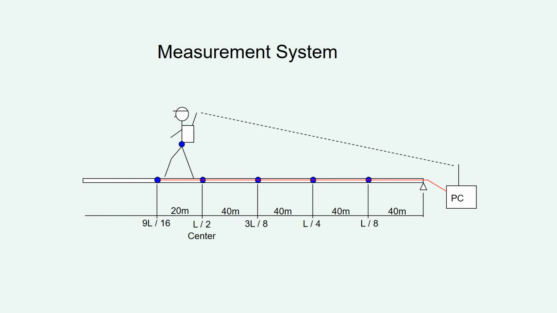I attached the accelerometers at 5 positions: span length L/8, L/4, 3L/8, L/2 is the center, and 9L/16. In addition, an accelerometer was attached to the pedestrian. Its data was transferred by telemetry link to the PC at the end.